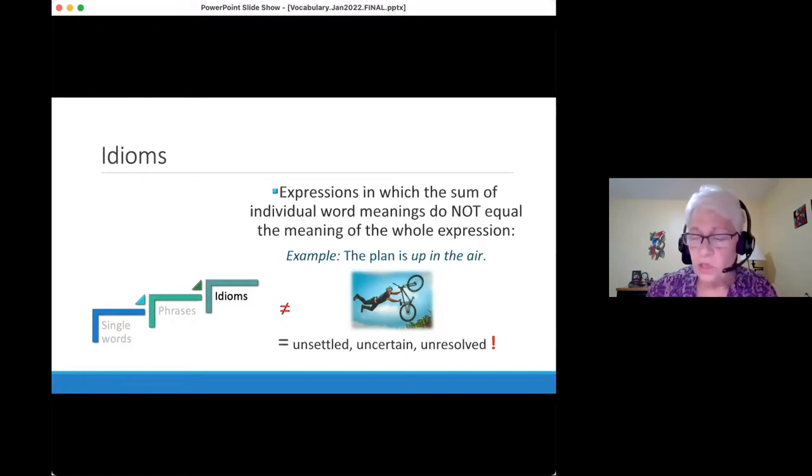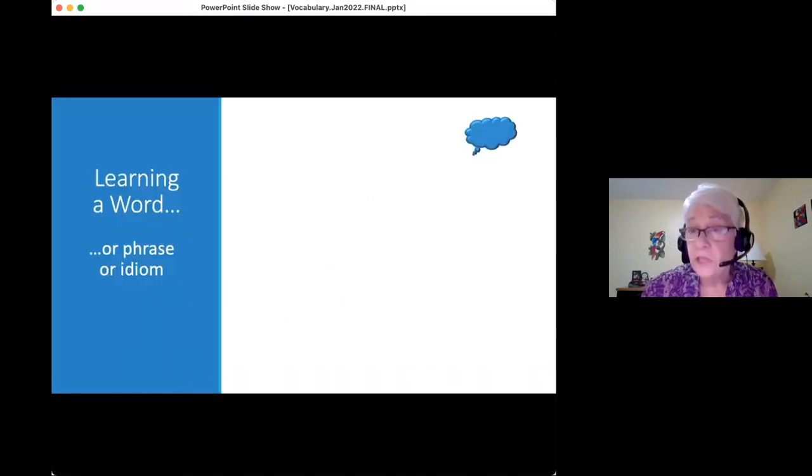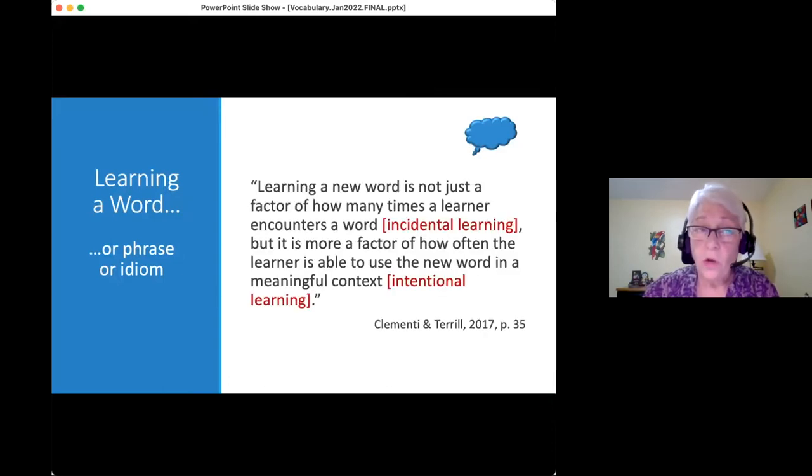And so all of these are really important portions of our instruction to our learners when they're learning vocabulary for the different reasons identified. So I'd like you to take a moment to think about this quote regarding learning a word or phrase or idiom.